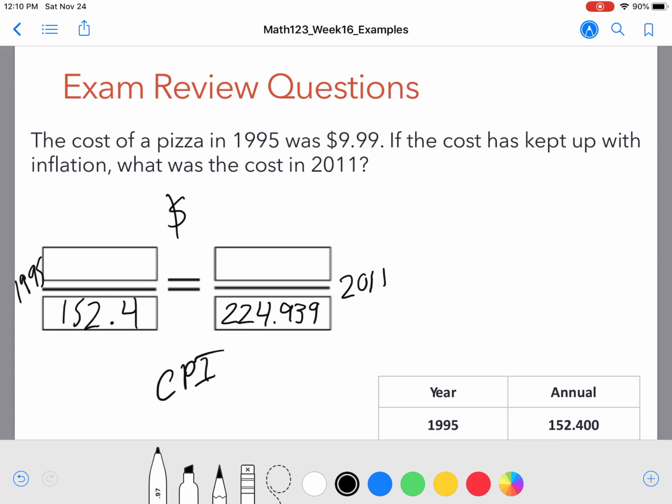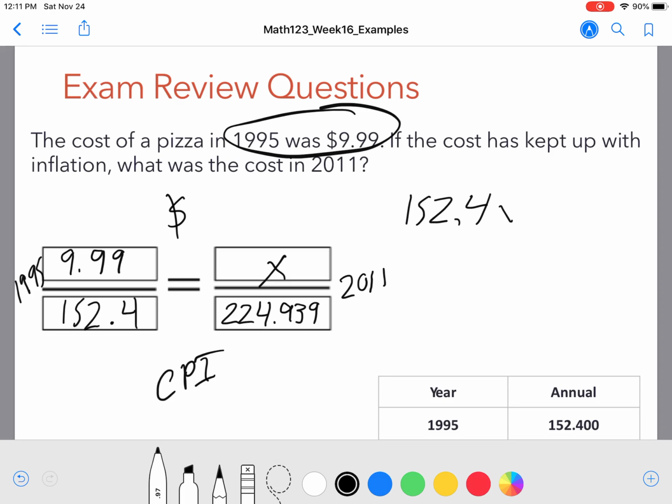So if you guys have a question like this on the test, they'll give you the CPI value. And then all you need to do is fill in your dollar amount that you're given. So cost of pizza in 1995 was $9.99, so I just put $9.99 there, and then I stick an X right here, and I cross multiply. So I do my 152.4 times X equals $9.99 times, kind of ran out of room, 224.939. But I know you guys all know how to solve these. So let's go ahead and just cross multiply and divide and see what we get. I know you guys are all experts at solving proportions now.